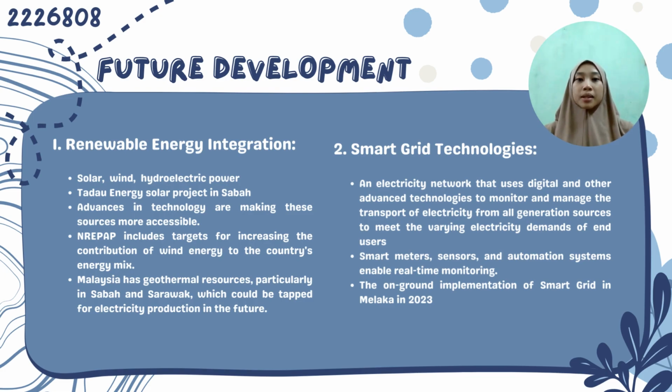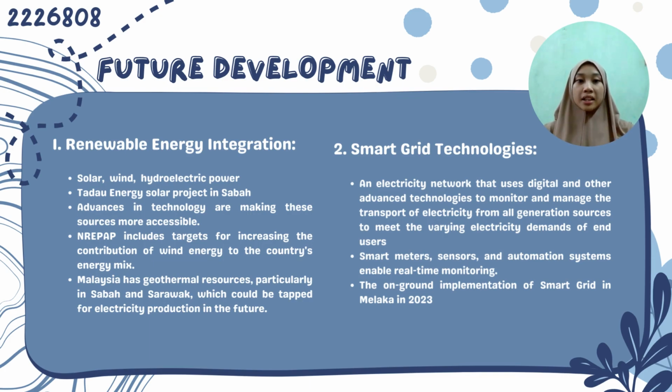The Malaysian government has been actively promoting solar power generation through various initiatives such as the Net Energy Metering Scheme. One notable example is the development of large-scale solar farms like the Tadau Energy Solar Project in Sabah, which has a capacity of 50 megawatts and contributes to the state's renewable energy goals. Though Malaysia may not have as high wind speeds as some other countries, there have been initiatives to explore its feasibility.